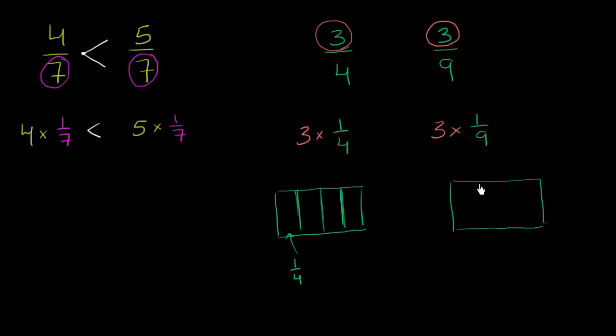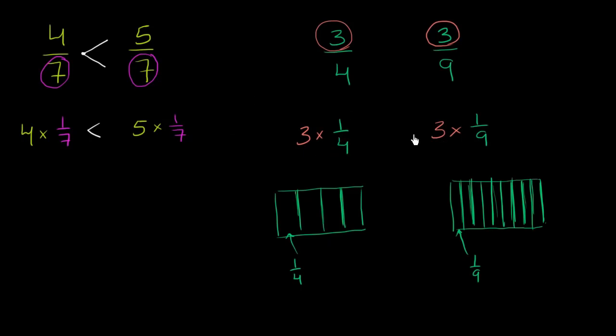And let me draw ninths here. Let me first split this into 3 equal sections. So those would be thirds, and then split each of those into 3 equal sections. So this is my best attempt at hand drawing 9 equal sections, splitting the whole into 9 equal sections. So when you see here, and you might have already realized this, if you divide something into 4 equal sections, each section is going to be bigger than if you divide it into 9 equal sections. A ninth is smaller than a fourth, so 3/9 is going to be smaller than 3/4.